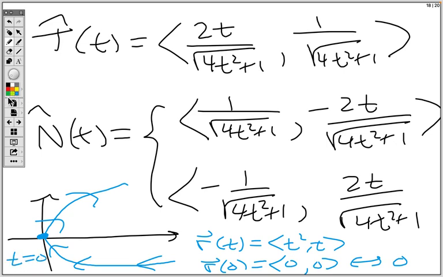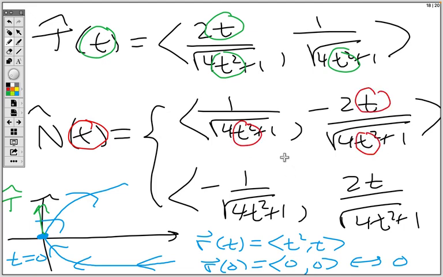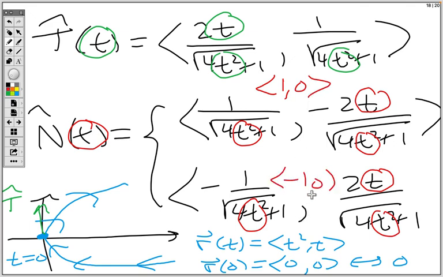And now let's plug 0 into this. So t hat at 0 is going to be 0 comma 1. So that's my t hat. And so let's plug 0 into n here. So if I plug 0 into n, I'm going to get two options here. Option 1 is going to simplify to the vector 1, 0. Option 2 is going to be the vector, well, the opposite, negative 1, 0.